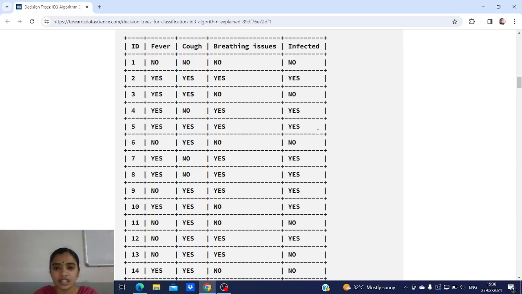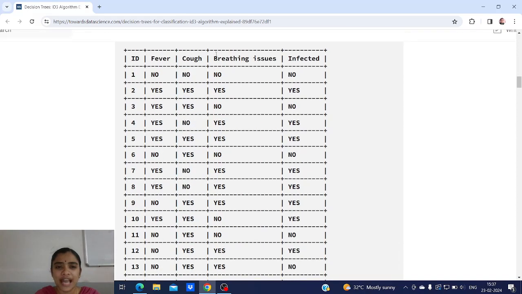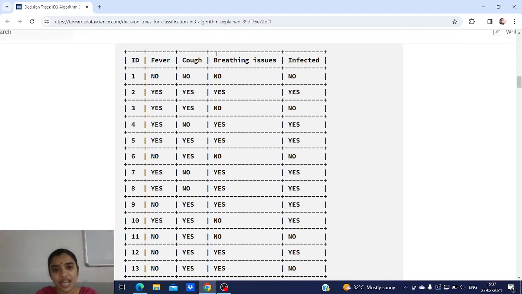Okay, so here yes and no, two different unique values. And if you observe, fever, cough and breathing issues, these are the three features. Based on these three features we can identify whether the patient is infected by the virus or not. Okay, out of these three attributes, by using which attribute do I have to build a decision tree? Where is the root node here? Okay, for that you have to calculate the information gain and entropy.